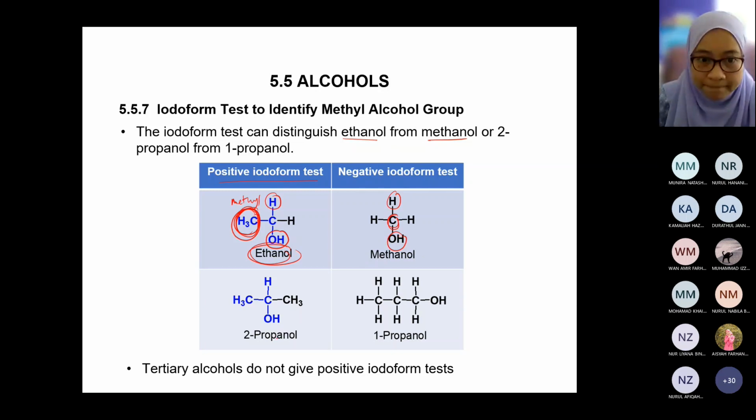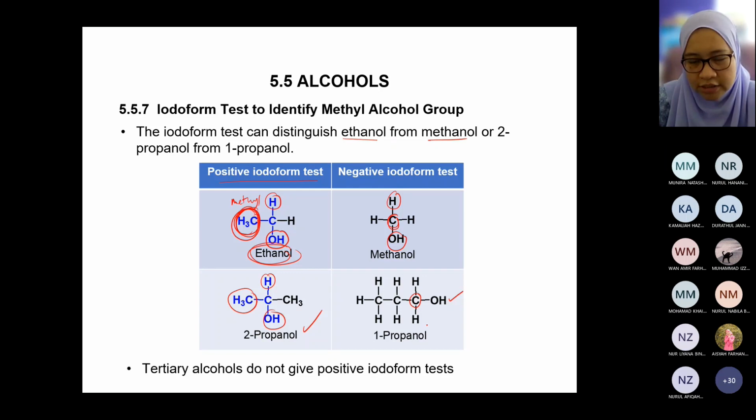Okay, how about 2 propanol and 1 propanol? Why is it 2 propanol gives positive result and 1 propanol doesn't? Okay, kenapa dia tak bagi positive result? Cuba tengok. Again, dia detect apa? Hydrogen, OH and methyl. Dia kena ada these 3 for this alcohol. So kalau dia ada these 3, then it gives positive result. Okay, but why 1 propanol tak bagi positive result? Because, okay, look at this carbon. Dia ada OH, dia ada H.